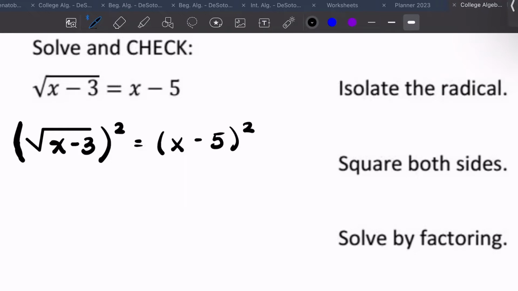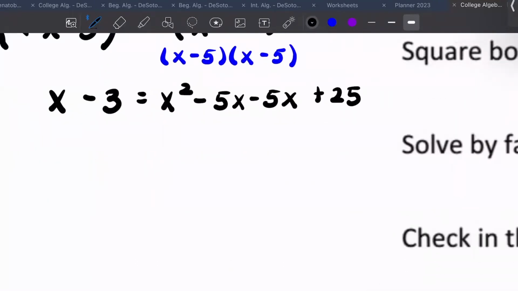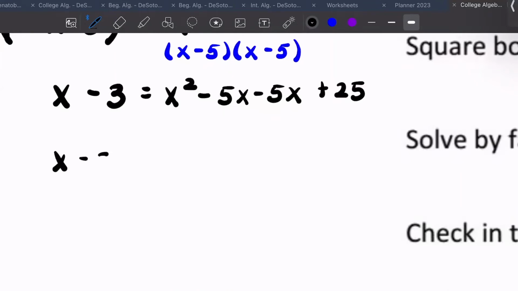So when we do that, we're just left with x minus 3 on this side, because that got rid of our radical. And then we have x minus 5 times x minus 5. When we FOIL that, we get x squared minus 10x plus 25. All I did was FOIL that. So we have some like terms on the other side, right? So we have x minus 3 equals x squared minus 10x plus 25.